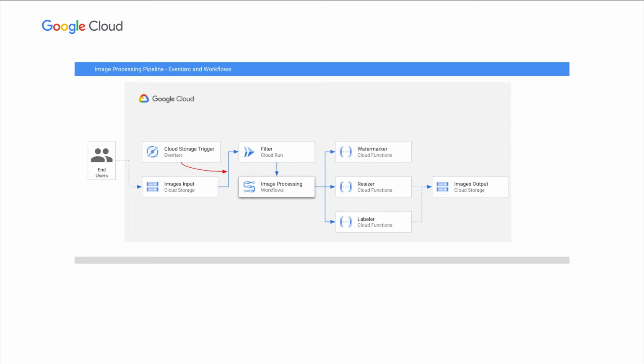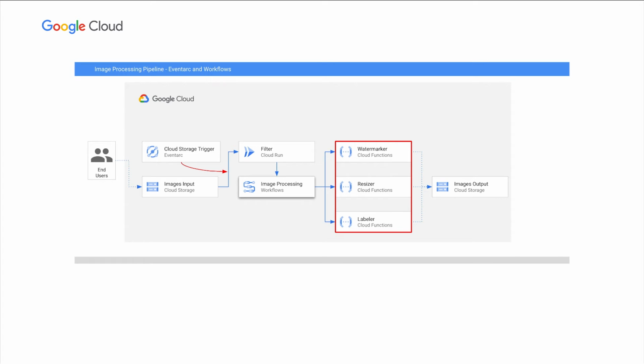And then there will be another function called watermarker that will receive the labels from the first function, and it will also receive the resized image, and it will add a watermark using the labels on the resized image, and then it will save it to the output bucket. As you can see, these are three separate functions, but they're orchestrated together using Workflows.